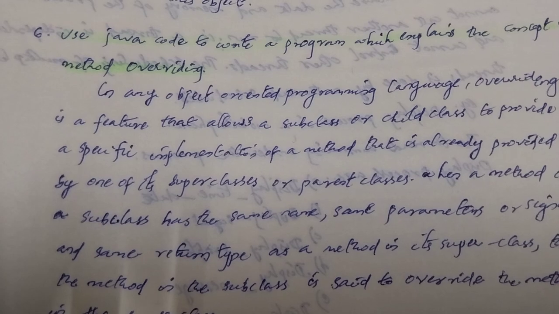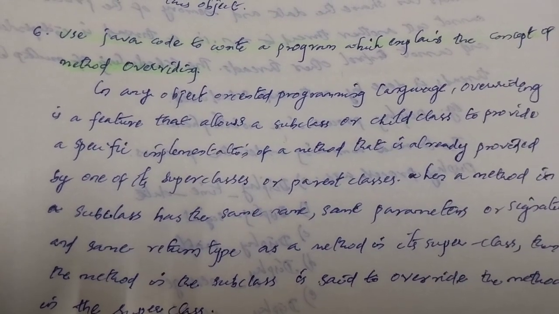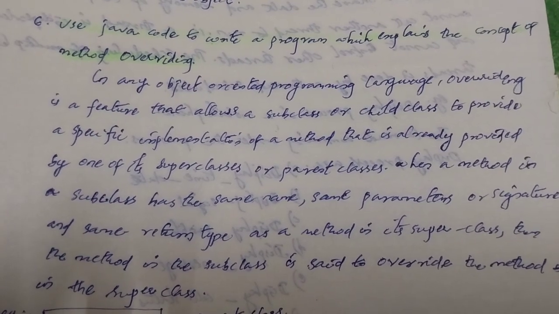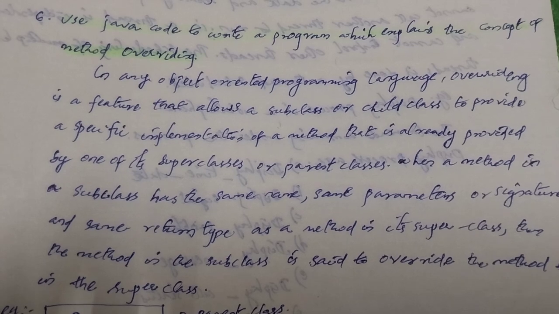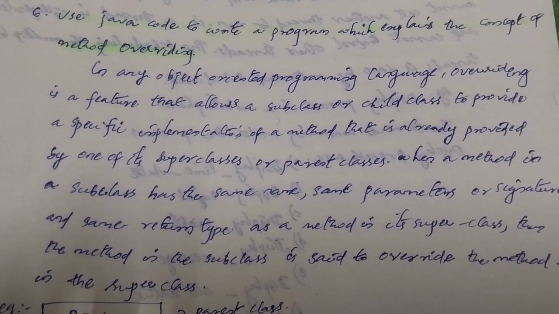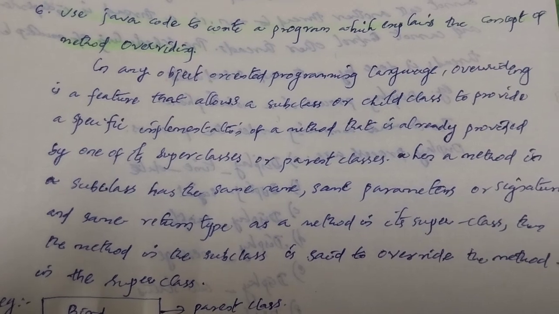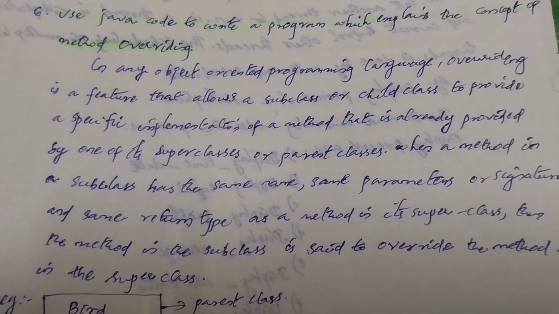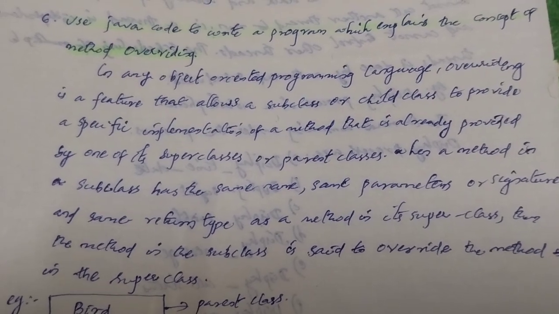Write a Java program which explains the concept of method overriding. In any object-oriented programming language, overriding is a feature that allows the subclass or child class to provide a specific implementation of a method that is already provided by one of its superclasses or parent classes.